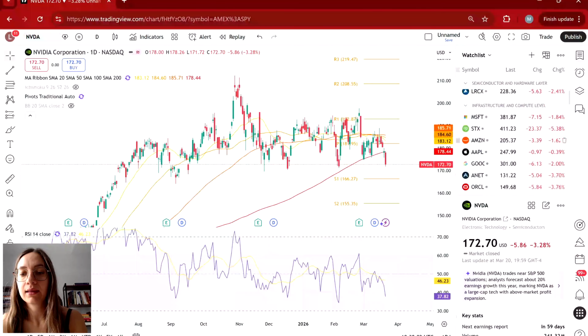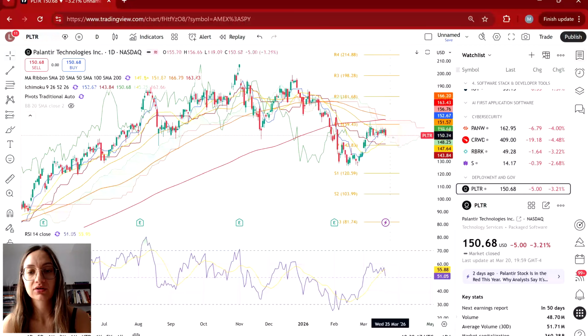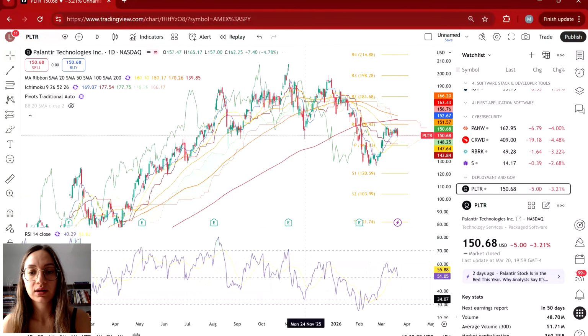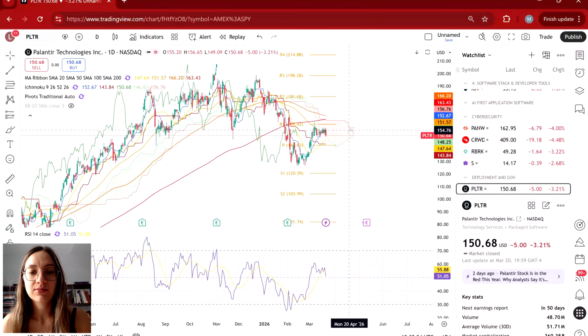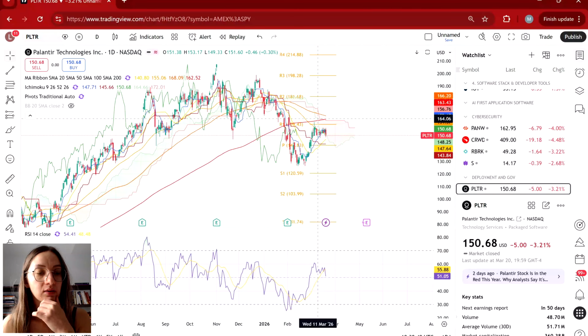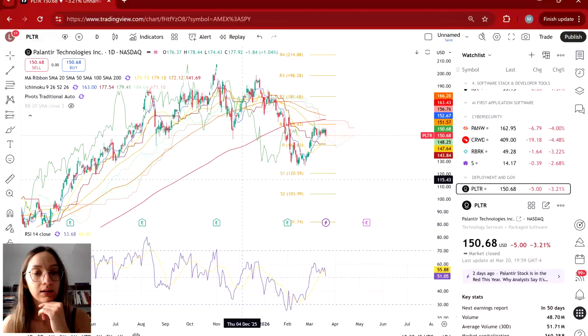And then Palantir is trying to cross over this bearish Ichimoku cloud right now. I think it's a good sign. The Ichimoku cloud is about to turn. So I'm just going to be watching if it goes into the Ichimoku cloud and actually comes around like 166 area. And then I may close my puts and my LEAPS there too.